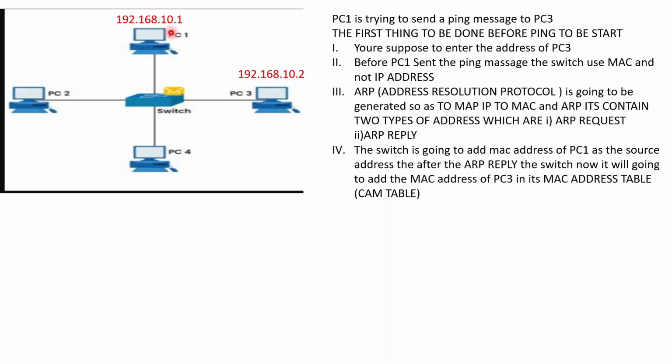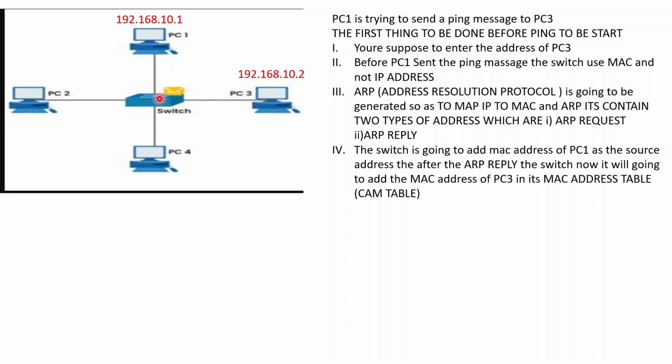Now, let us begin. When PC number 1 is trying to ping PC number 3, which are connected to the same switch and are all in the same local area network, you open the CMD of PC number 1 and type ping 192.168.10.2. Once you press enter, the ping message is going to be sent from PC number 1, then to the switch, then finally to PC number 3.